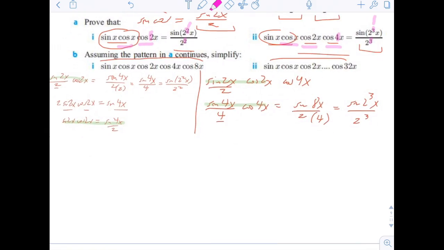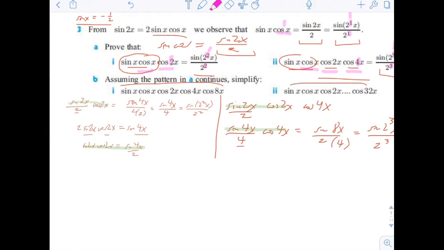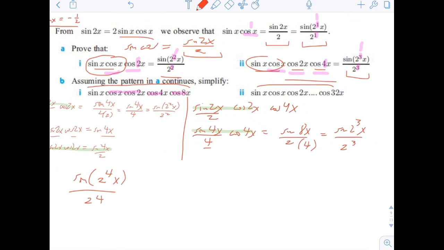So let's look at the ones they gave us below. There is 1, 2, 3, 4 cosines. So what we would expect is that B1 would simplify to the sine of 2 to the 4th x divided by 2 to the 4th, right? What about the next one? The next one has how many cosines? We have to write them out because they left a whole bunch out here, see?